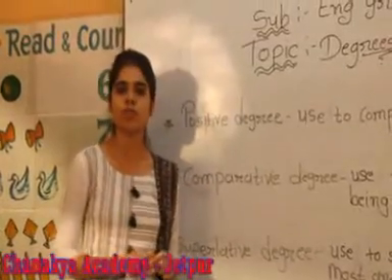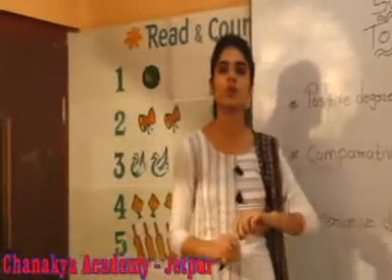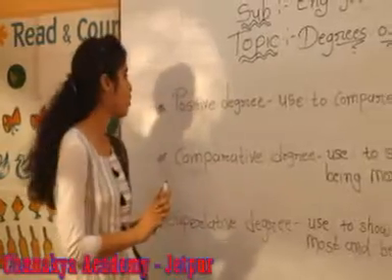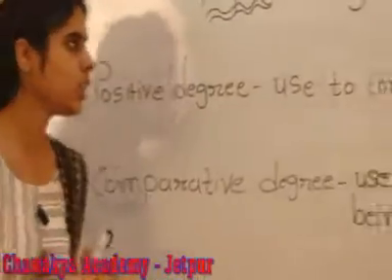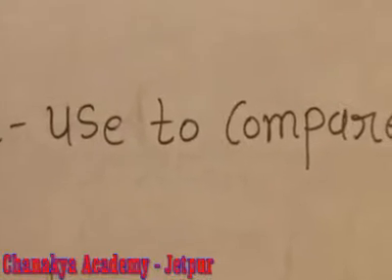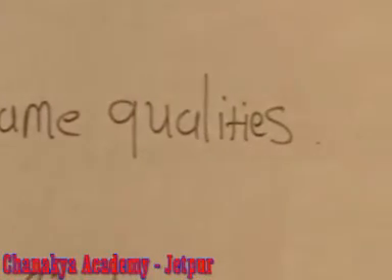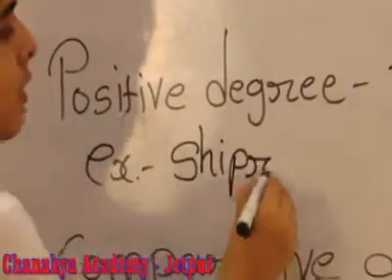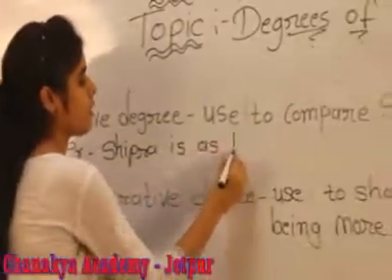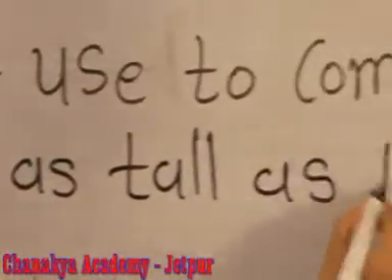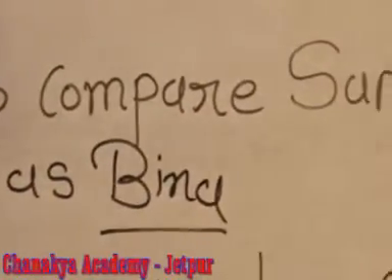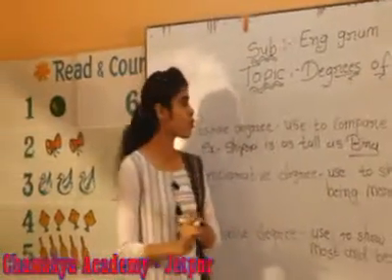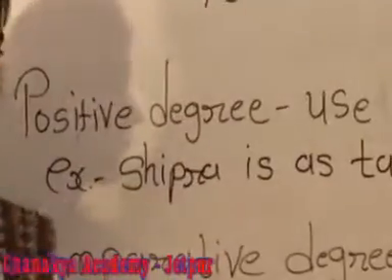As we studied the formation of adjectives, now we are going to learn the use of degrees of comparison by examples. First of all, we are going to give the example of the positive degree. The positive degree is used when we have to compare two things that have the same quality. Like I am giving you an example: Shipra is as tall as Bina. Here I am trying to tell you that Shipra and Bina both have the same height. So we are going to use the positive degree for it.